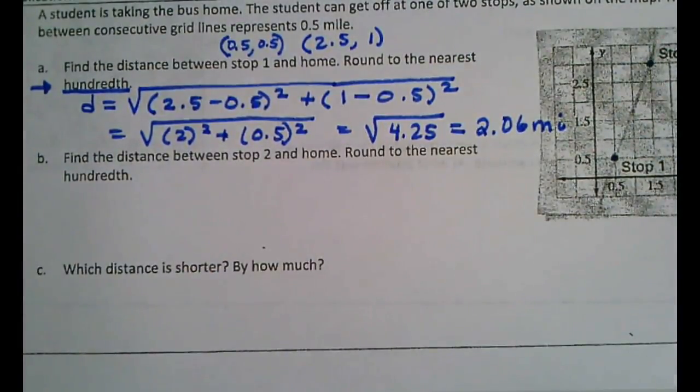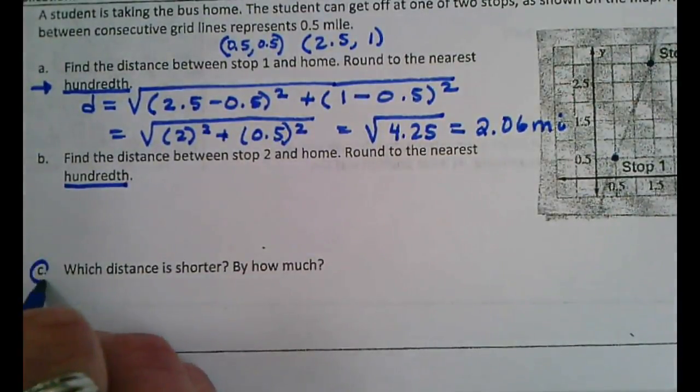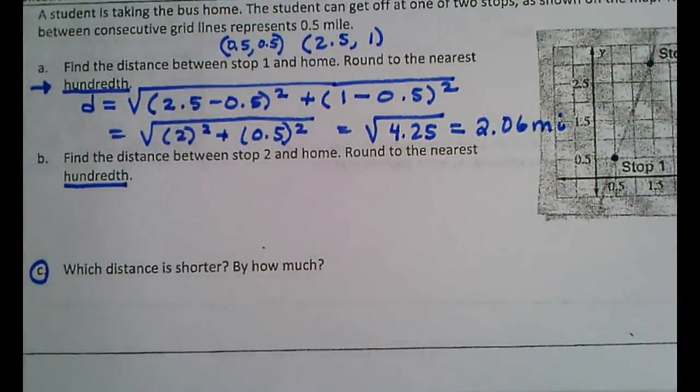All right, go ahead and pause the video to find the distance between stop 2 and home. Round to the nearest hundredth again, and then you can go ahead and answer part C for which distance is shorter and by how much.